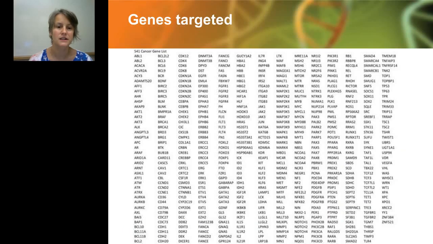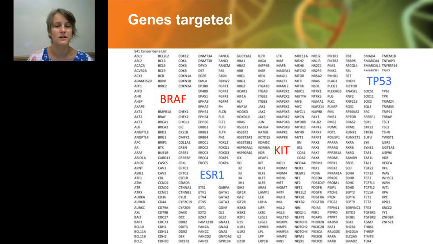So here is a list. I don't know that you can necessarily read it, but here's a list of the 541 genes that we wanted to look at, encompassing many of the known oncogenes and tumor suppressor genes that many cancer research investigators are interested in.